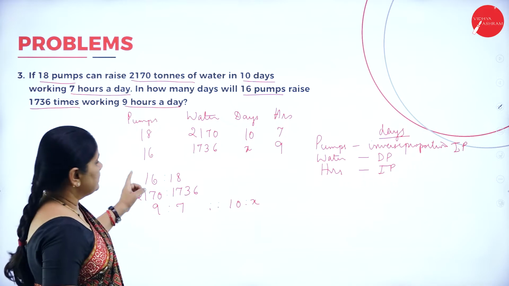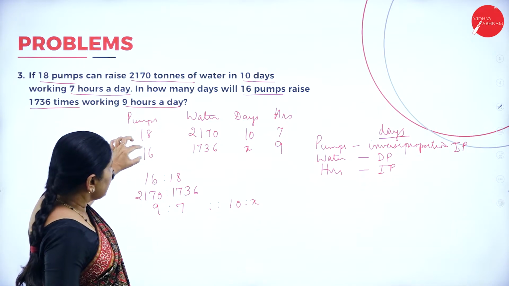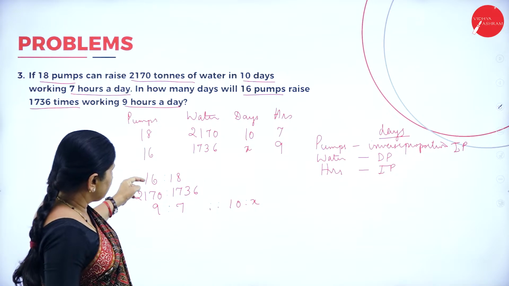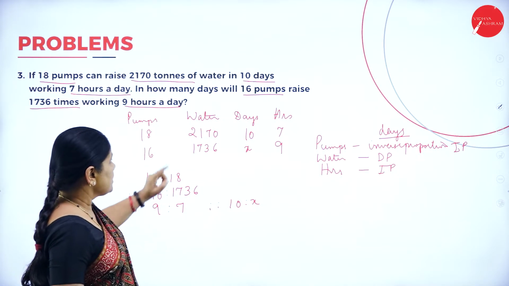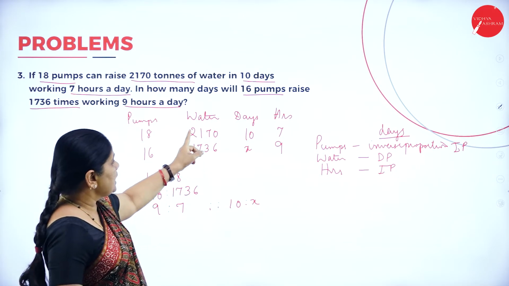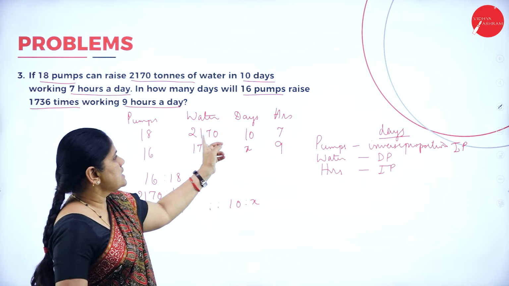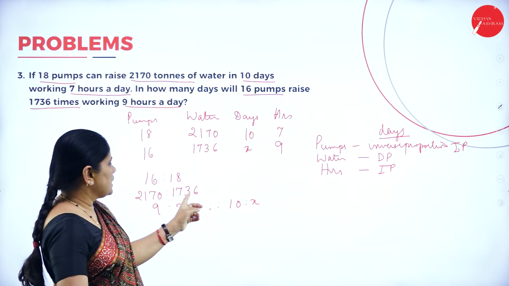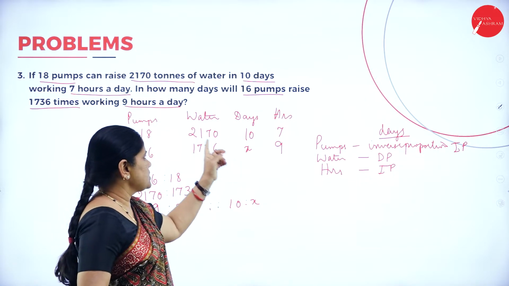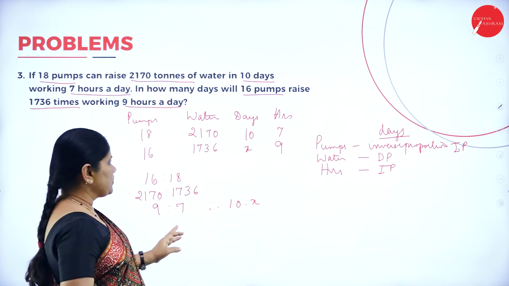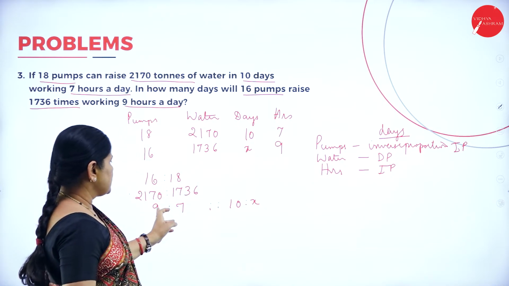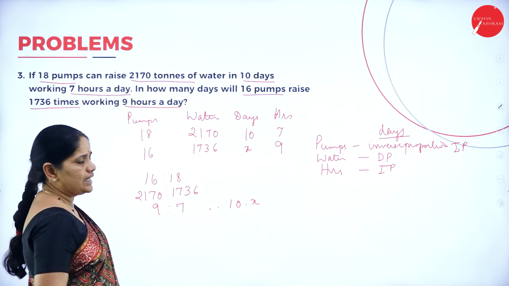See, this is in inverse proportion. When it is in inverse proportion, I write the second number first and then the first number. When it is direct proportion, I write it in the same way as days: 2170 is to 1736, and here also 10 is to x. So this is in the same proportion, whereas in inverse proportion I write this number first and then the beginning number.